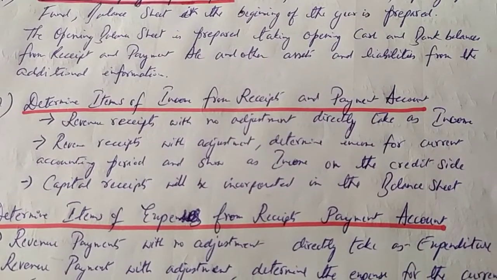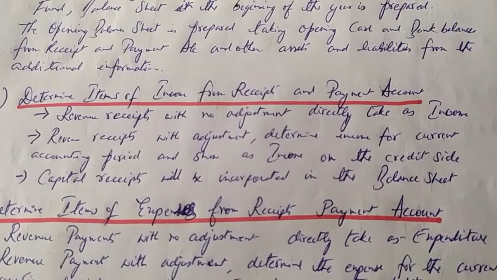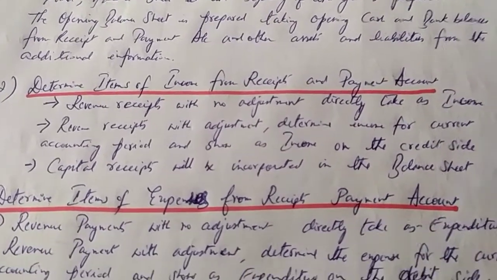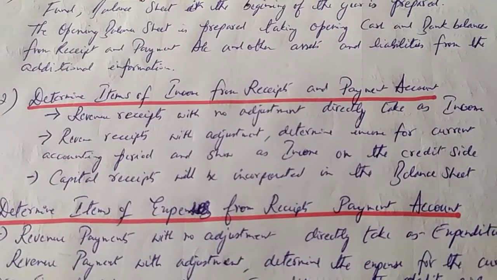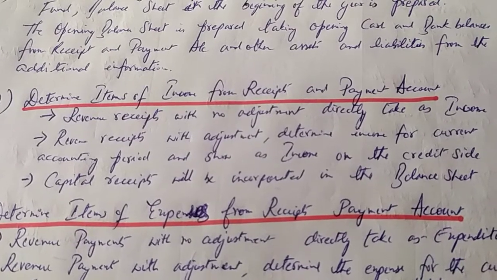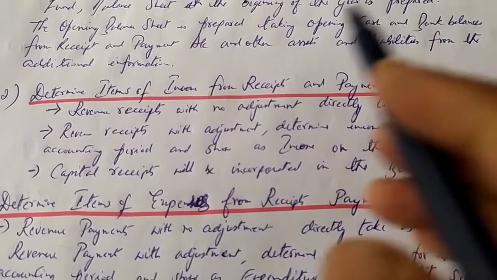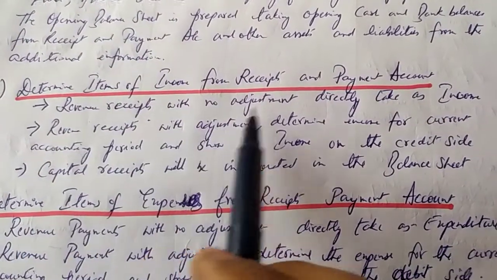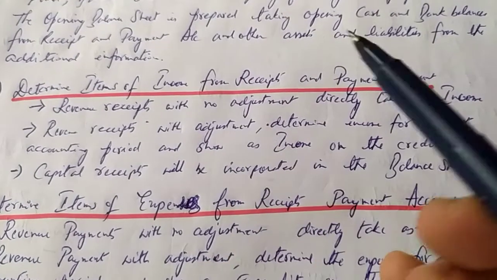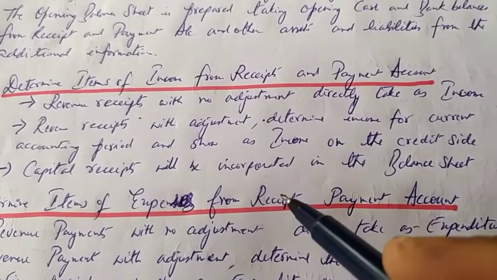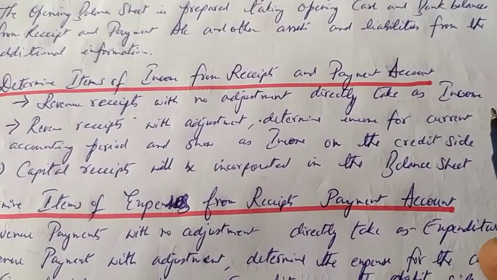Here we are going to take the receipt and payment account, and from there we have to see the various items of income. From the various items of income, we are to consider only the revenue income, which are revenue in nature. That means only revenue receipts are to be considered. First of all, those revenue receipts which have no adjustment, meaning for which there is no adjustment mentioned in the question, can be directly recorded as income, and income will be on the credit side of the income and expenditure account.